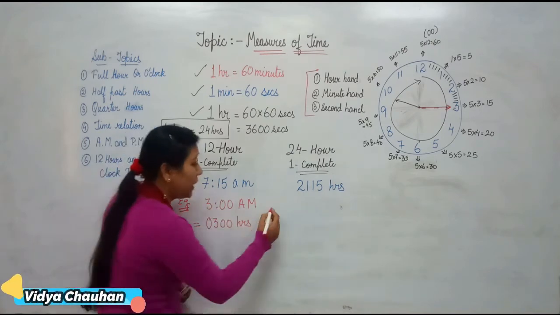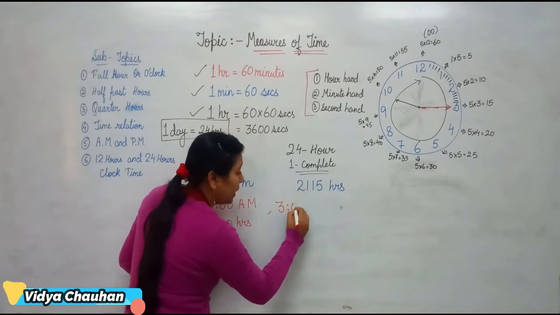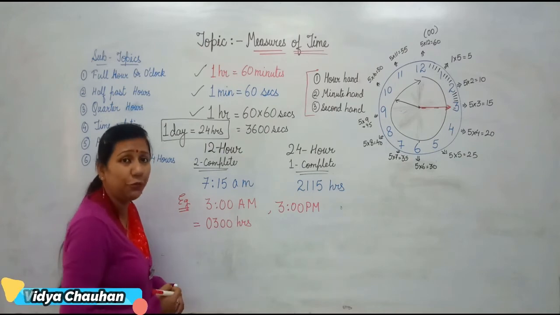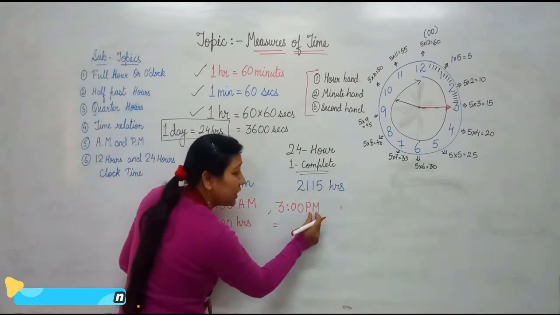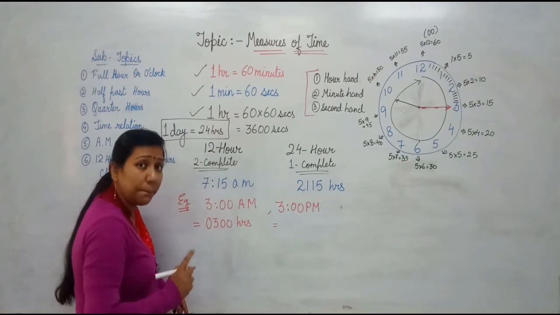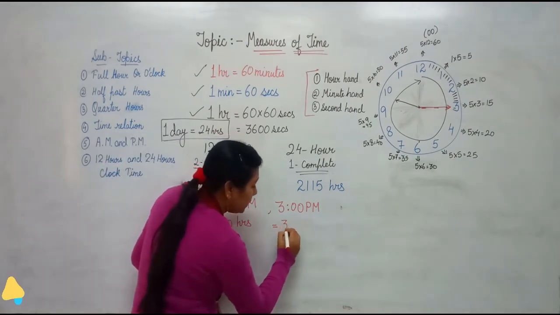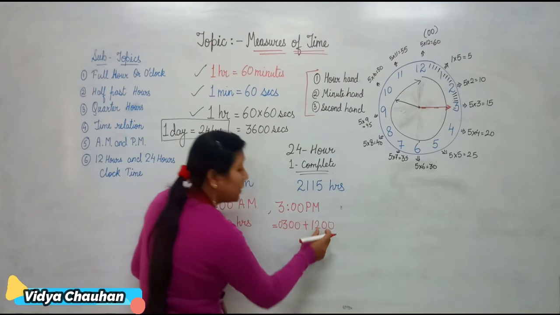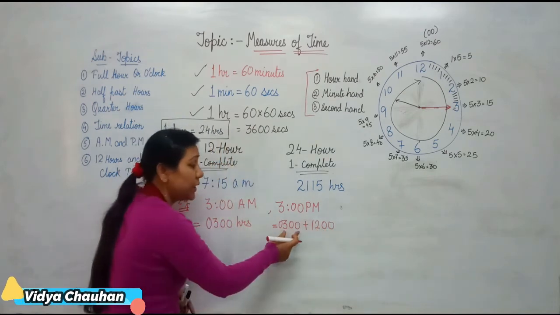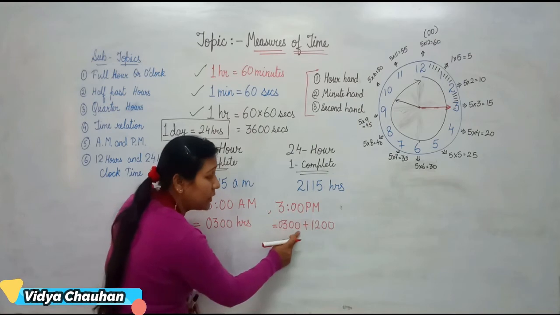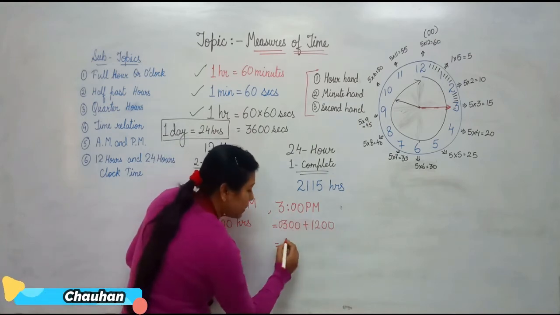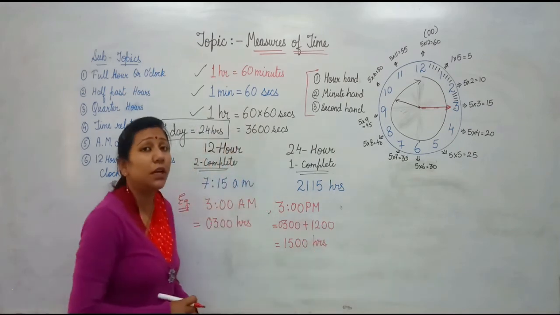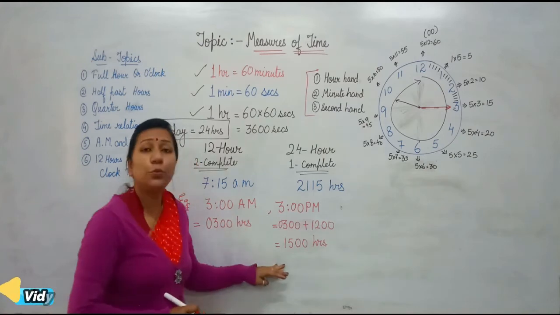Opposite to that, if the same time was 3 PM and it is said to write it in 24-hour clock, then since it is PM, you will write 300 plus 1200. That means you will add 12 hours to this 3 PM. After adding this value, you will get 1500 hours. So this is how you can convert a 12-hour clock to 24-hour clock.